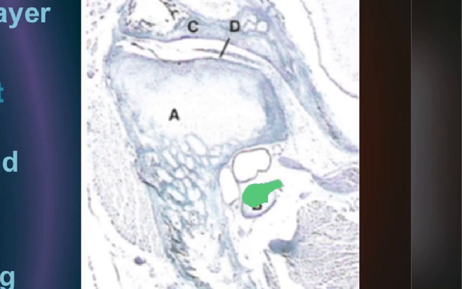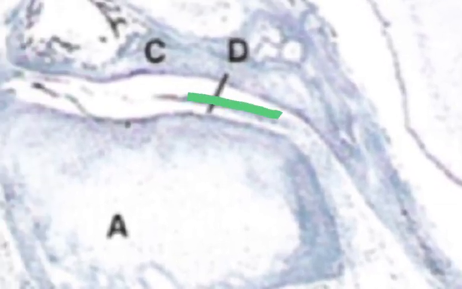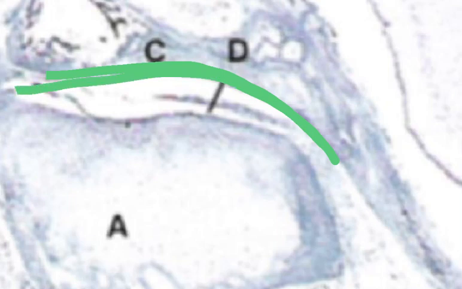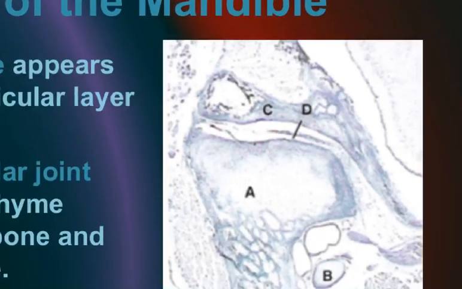Here we see part of Meckel's cartilage. It's a very small part, and it's part of the most posterior part of Meckel's cartilage. This will transform into bone to form one of the 3 ossicles of the middle ear, which is the malleus. Here we have articular disc, intra-articular disc. Here we have glenoid fossa or mandibular fossa, which is part of the temporal bone.